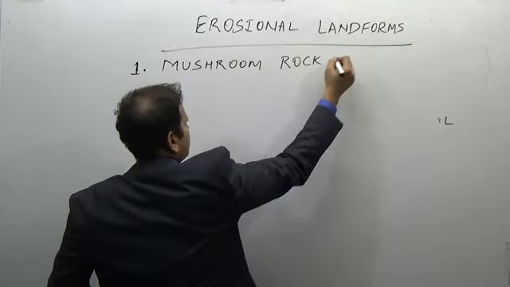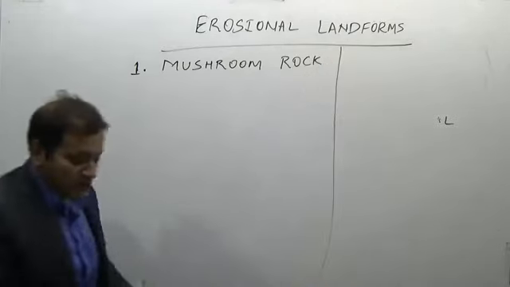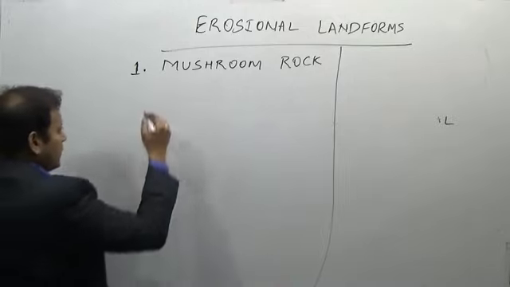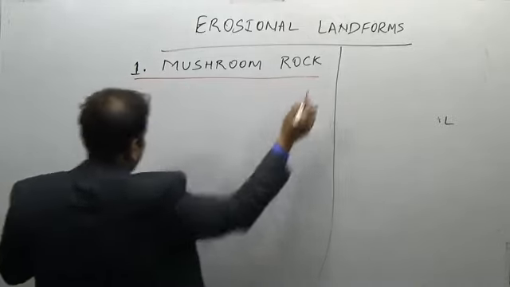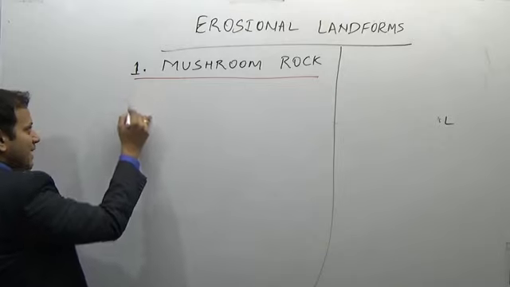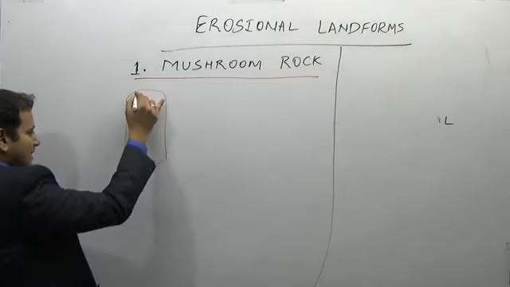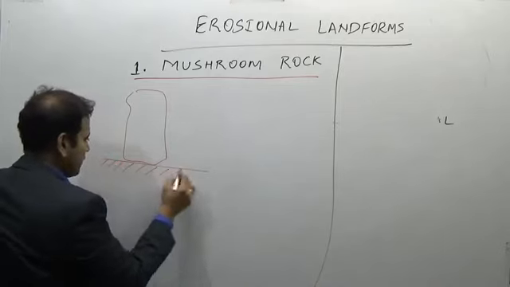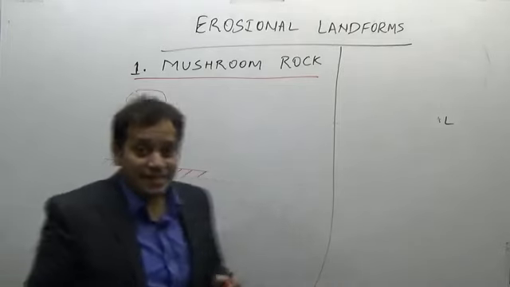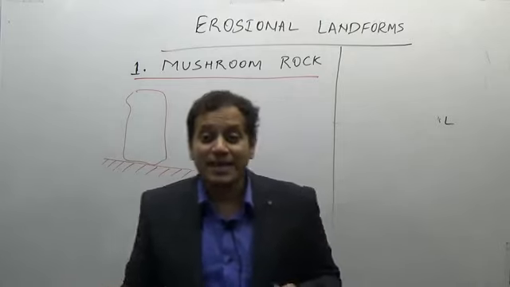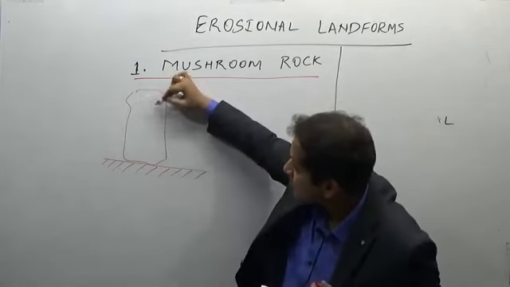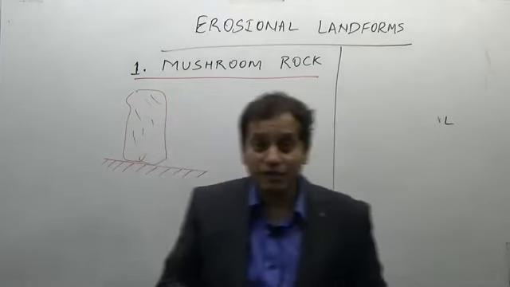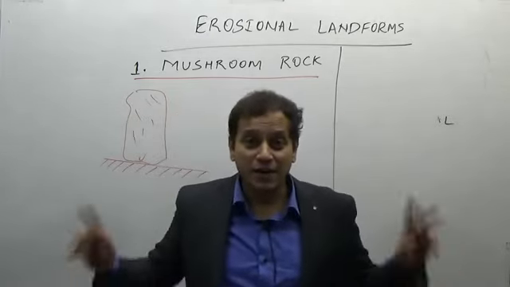Mushroom rock. Now you see, this is a very interesting landform because it is found in the desert region on the ground. As I told you, the desert is an area where the wind is the most effective agent of erosion.